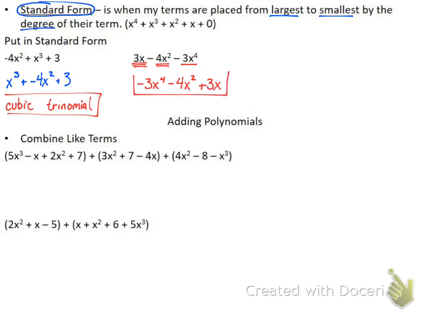Again, whether those subtraction signs are subtraction signs or plus and negative, it doesn't matter. And then if I want to name this, it has a degree of 4, so it's going to be quartic. And then 3 terms, so it is a trinomial.